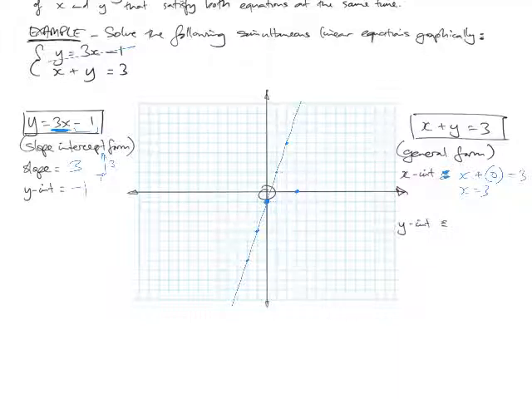And the y-intercept occurs when x is equal to 0. So 0 plus y is equal to 3. So basically all I'm doing here is substituting 0 into the general form formula. And so 0 plus y is equal to y is going to be 3. So the y-intercept is when y is equal to 3. That gives us 2 points that we can connect together to form the line.